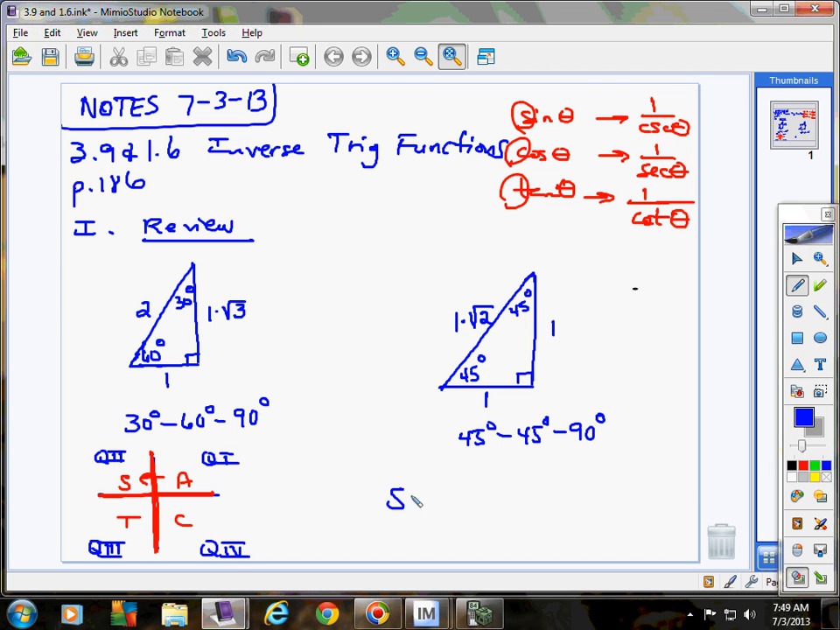Now then, SOHCAHTOA. Sine is opposite over the hypotenuse. Can't have a hypotenuse unless you have what kind of a triangle? Special triangle with a what kind of angle? Only what kind of triangles have a hypotenuse?